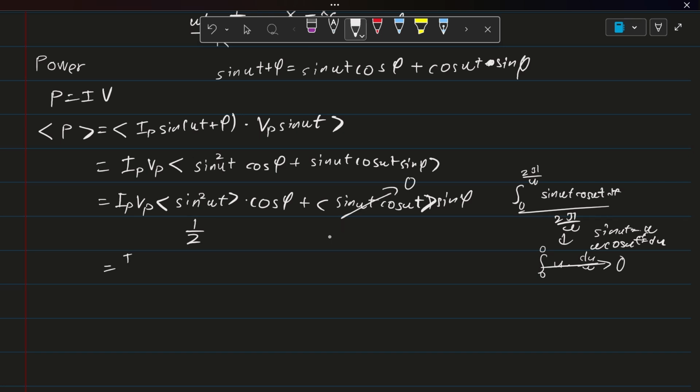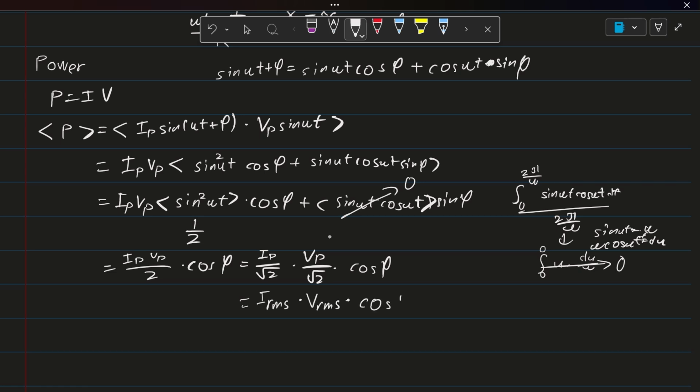So what you get is Ip Vp over 2 times cosine phi. Now, to make this much more interesting, we could rewrite this as Ip over the square root of 2 times Vp over the square root of 2 times cosine phi. Now, what we get here is that these are actually the RMS values. So it's I RMS multiplied by V RMS times the cosine phi.